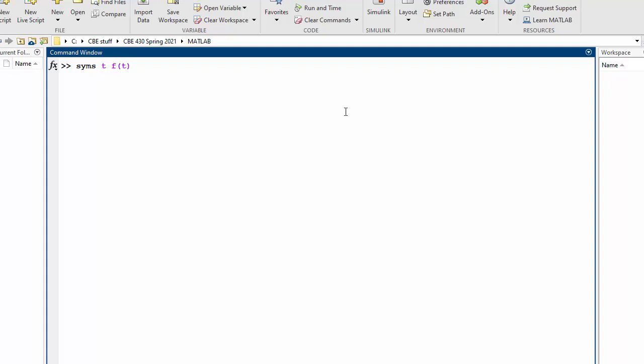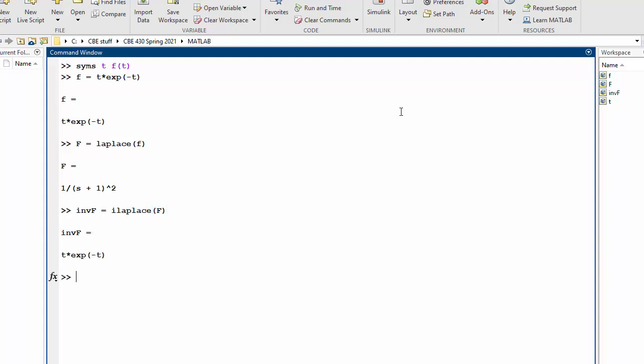I'll define the symbolic variable t and a function of time f(t), telling MATLAB that these are symbolic variables. Then I'll tell MATLAB that f is t times e to the minus t. Next, I'll assign the Laplace transform of little f(t) to the variable capital F. MATLAB correctly finds the Laplace transform of little f(t). We can also use the ilaplace function to take the inverse Laplace transform of F, and MATLAB converts it back to the time domain, assuming that t is the independent variable.